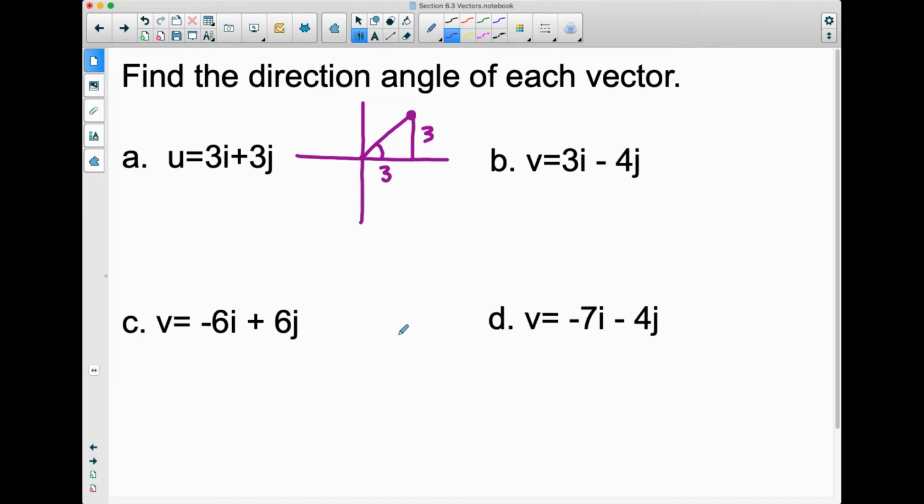What's theta? It's 8 plus square root 18. That's what it is, and I'm going to show you how to do it.